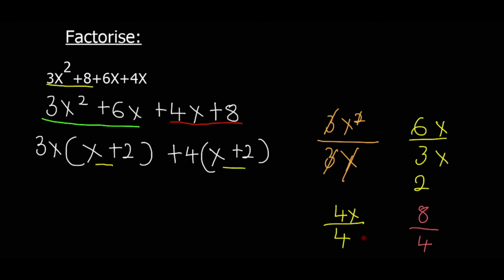And then from here you write bracket 1, and then you have 3x plus 4. And so this is our answer.